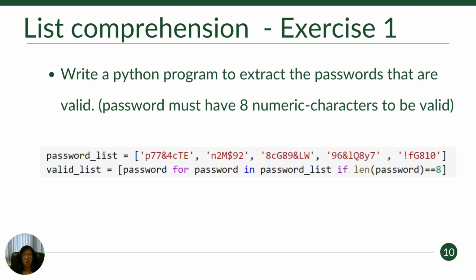For this example, which one is your answer? How many elements will you get? The first one, yes, it's 8 numeric characters, so we will get this one. The second one, you only have 6 numbers, so we will not take this one. Third one, yes, we have 8 characters. Fourth one, yes, it has 8 numeric characters. But the last one, we have only 6, so we will not take this. So in your valid list, you have only 3 passwords.